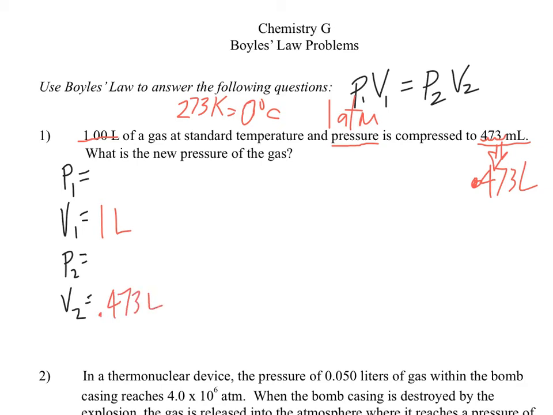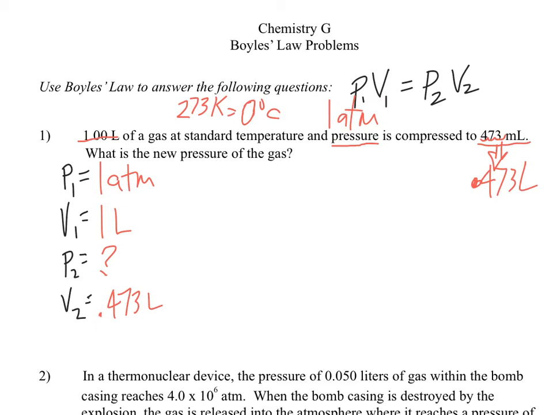I never wrote in my starting or my initial pressure, so I'm going to put that in here, 1 atmosphere. And it says what is the new pressure of the gas. So this is the unknown. This is the variable that we're going to solve for right here. So I now have my variables and what the quantities are for each of them.